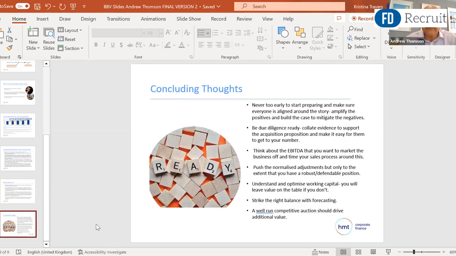In terms of some concluding thoughts before we go into the questions: it's never too early to start preparing. You've got to make sure your whole team and your advisors are aligned around the story you're selling, and that's about amplifying the positives and building a case up front for mitigating the negatives. You must make sure you're due diligence ready, and prior to that process you should be collating the evidence to support your acquisition proposition and make it easy for them to get to your number. You need to think about the EBITDA that you're going to be selling the business off, and you should time your sales process accordingly.